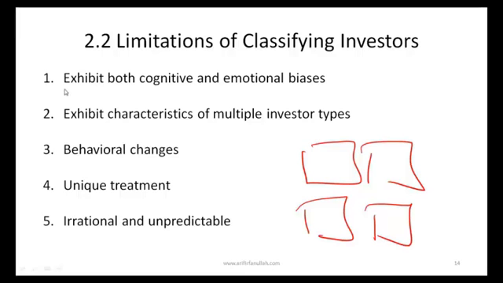While we say that most people exhibit largely cognitive or emotional biases, there are lots of people who exhibit both cognitive and emotional biases. It's not an either or scenario. People can exhibit characteristics of multiple investor types.